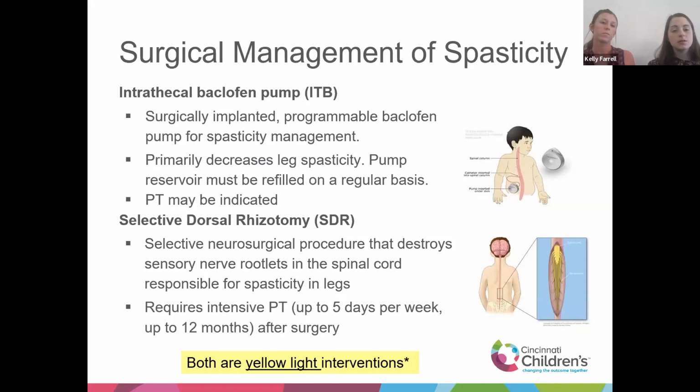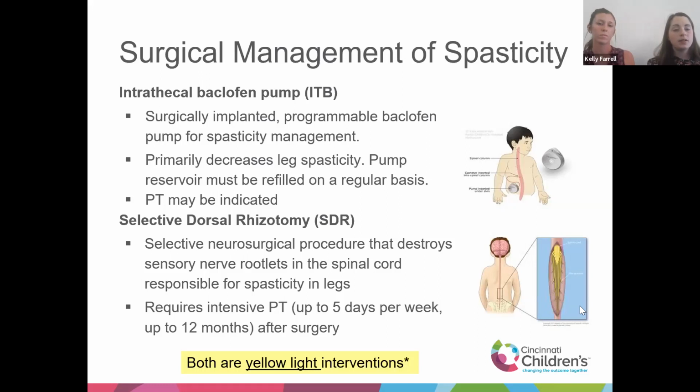And then there is also something called a selective dorsal rhizotomy. In this, a neurosurgeon actually goes in and cuts some of the rootlets that come off the spinal cord, as you can see in this picture. The rootlets, or nerves, are what control and give information to the muscles. So when they are cut, it allows the muscles to relax.